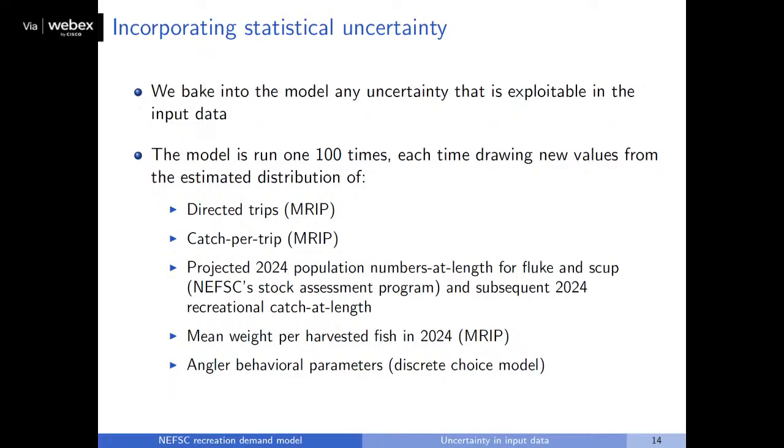I'm not sure that using MRIP point estimates and their variability is washing away anything. The model is simply projecting outcomes based on the MRIP variability, the fishing effort variability, the catch per trip variability, and all these other sources of variability. So I'm not sure anything's getting washed away. It's more like it's all being incorporated. I don't know if that answered your question.